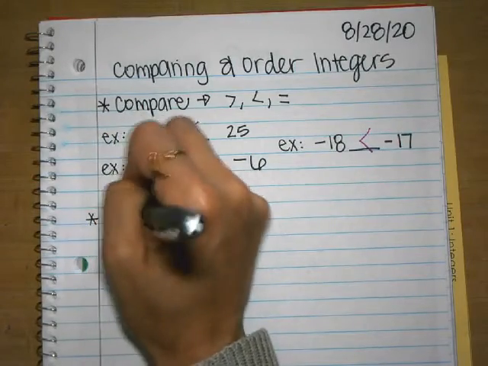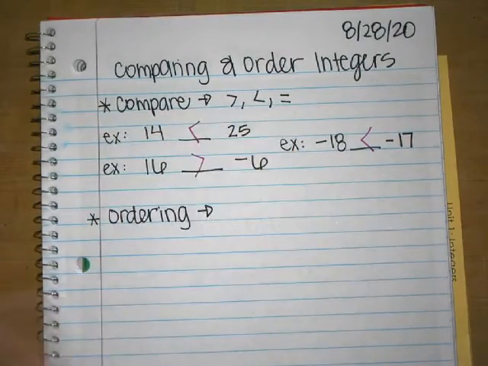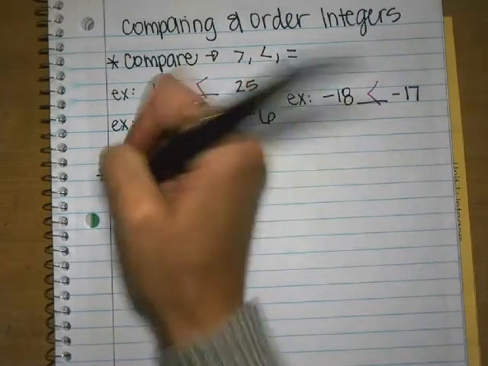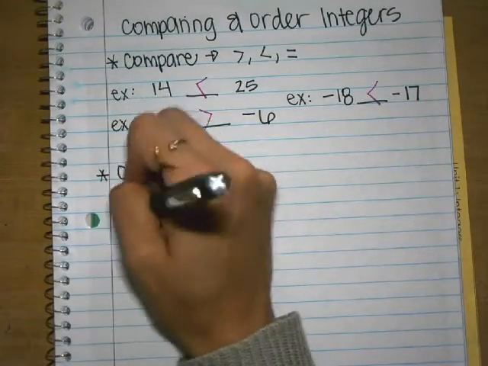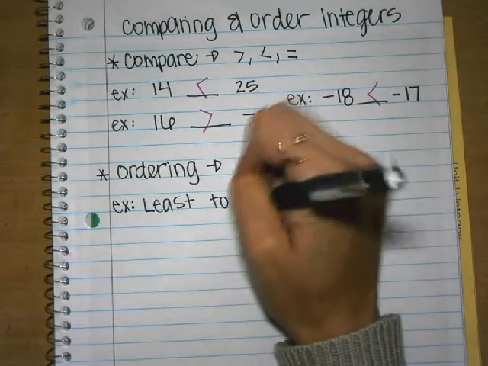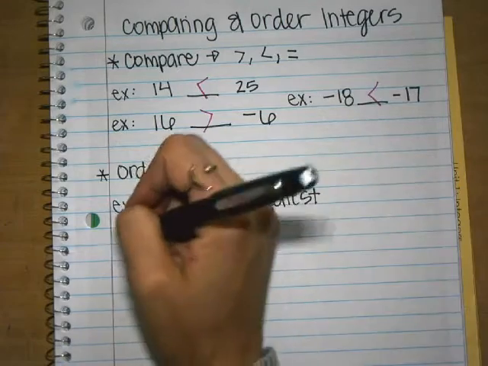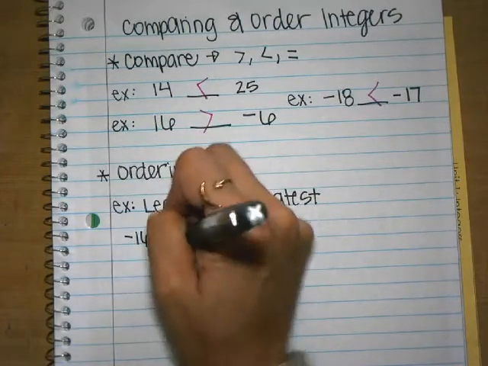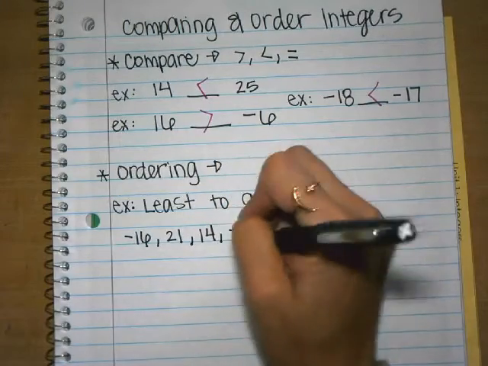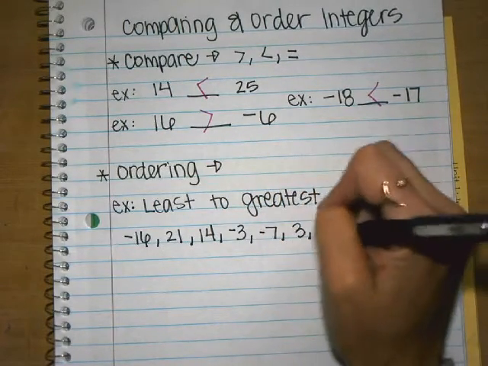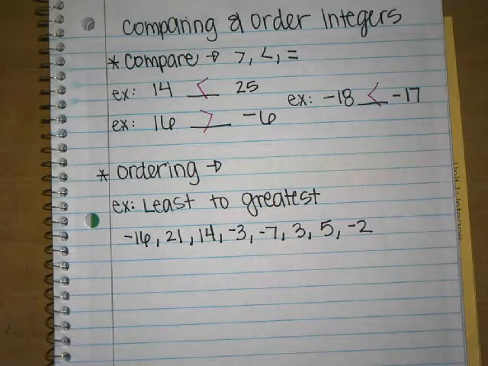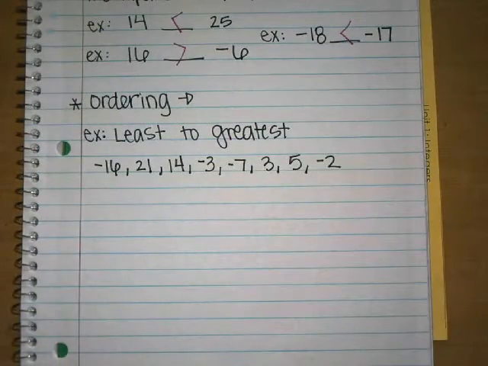Last thing we're learning today, guys, is ordering. When I say ordering, I mean from least to greatest or greatest to least. So our first example, we're going to do least to greatest. And I'm going to give you these numbers: -16, 21, 14, -3, -7, 3, 5, and -2. You need to put them in order from least to greatest. So least meaning the smallest number. What's the smallest number we see, everyone?